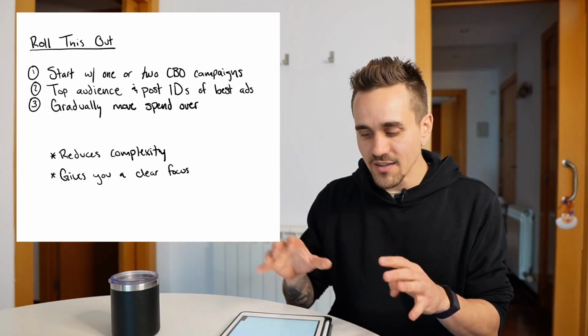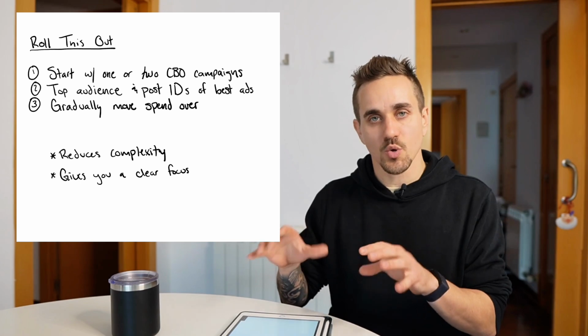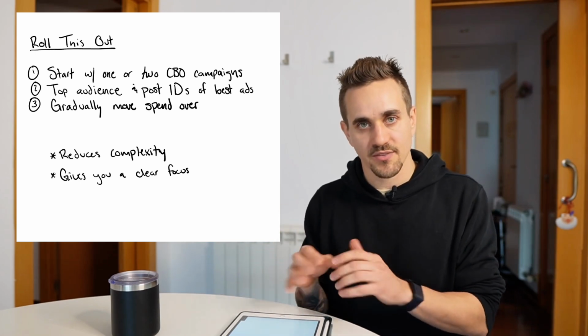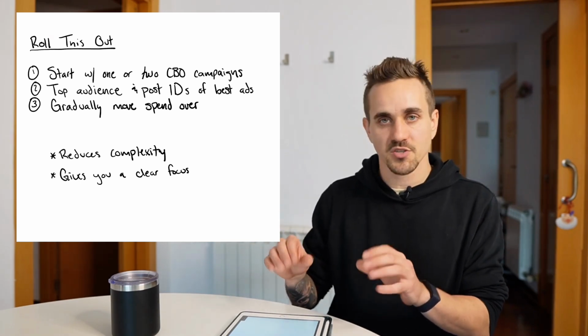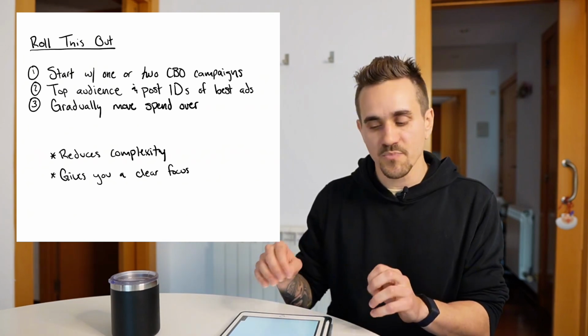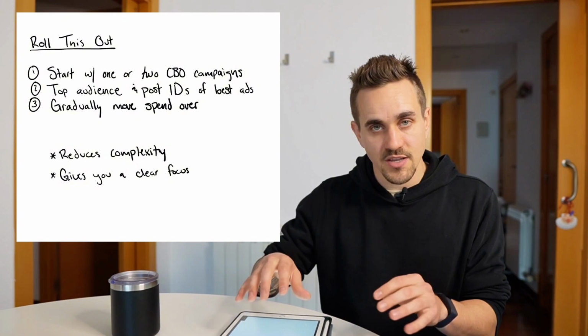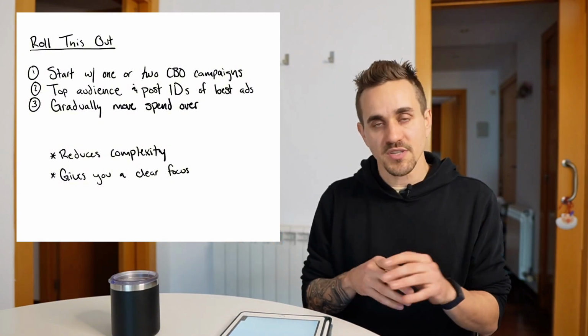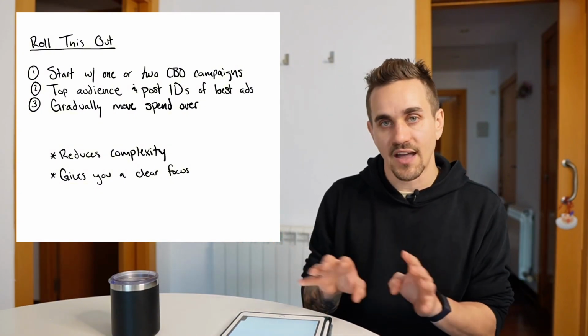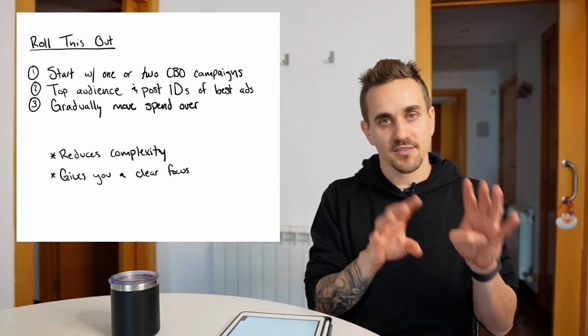So here's what I would do to start rolling this out: I would just launch 1 or 2 CBO campaigns. If you're not doing any retargeting, I would probably just launch 1 cold, 1 warm. If you want to just start small, just launch 1 cold traffic campaign. Take your best audience, put it in there, and then grab the post IDs from like 3 to 5 of your best ads and stick that in there. So you've got a CBO with your best audience and your best ads.